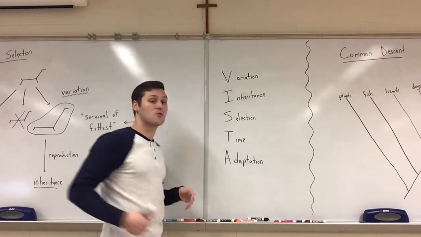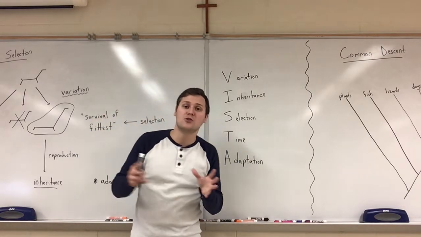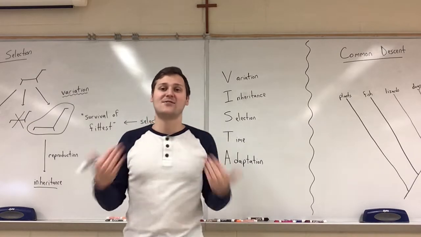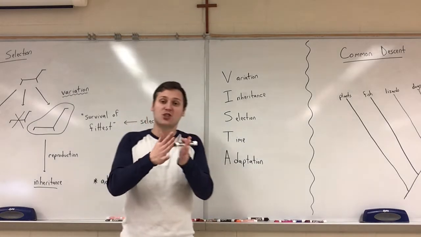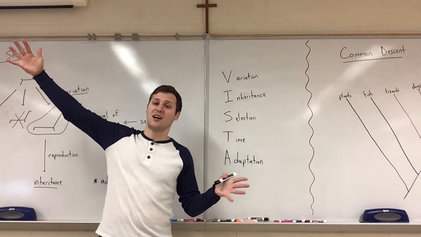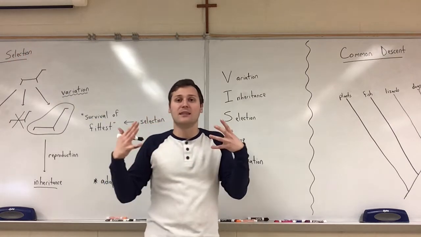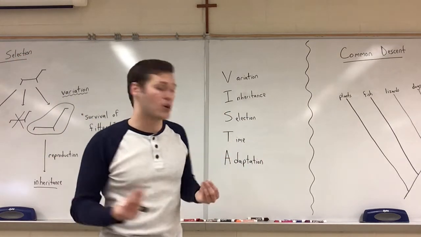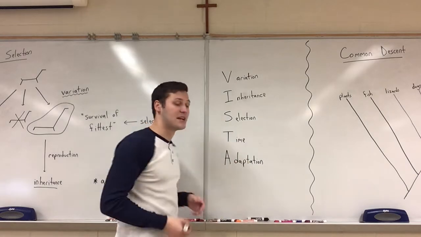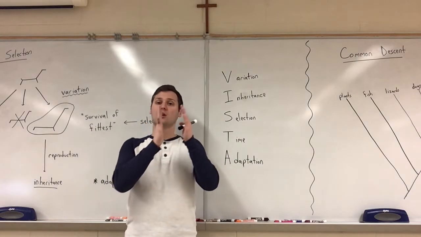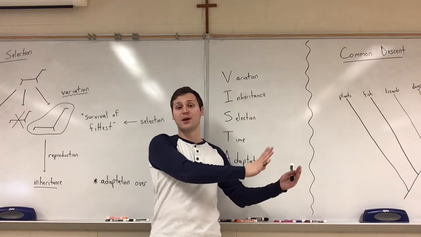And then there's time, so we have to remember that in order for evolution to occur, we need lots and lots of time. So species changing over long, long periods of time, you need millions of years for that to occur. And then finally, adaptation. Organisms will become gradually more adapted to their environment.